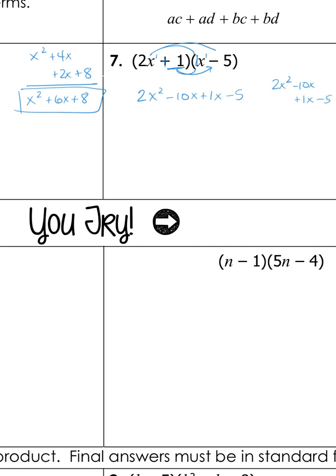Okay, so in this one, I'm going to just look for my like terms. And I'm going to add those together, and that's going to give me negative 9x. And I just bring down the rest of it. So this is my answer. Over here, if I do that, I get 2x squared. Negative 10 plus 1 is negative 9x. And then minus 5.